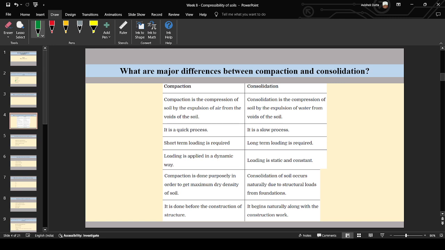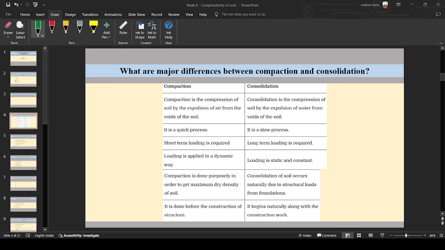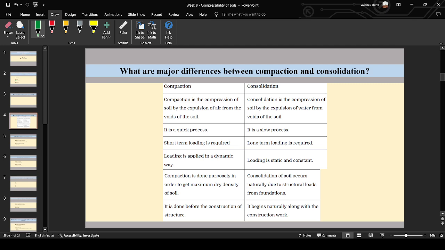A big example is the standard Proctor test. In Proctor testing, we give a specified number of blows with the help of a rammer to the soil for expelling the air from the voids. In that case, the load is short term. 25 blows is enough for compaction.